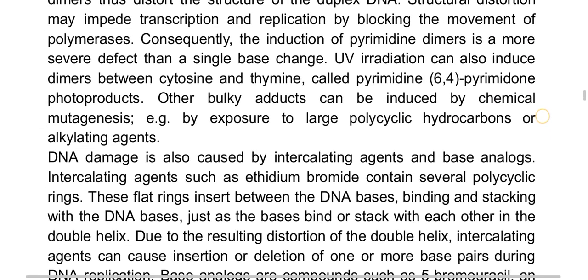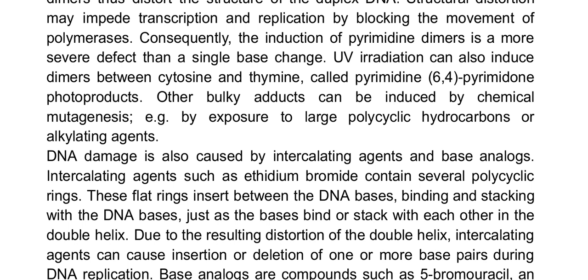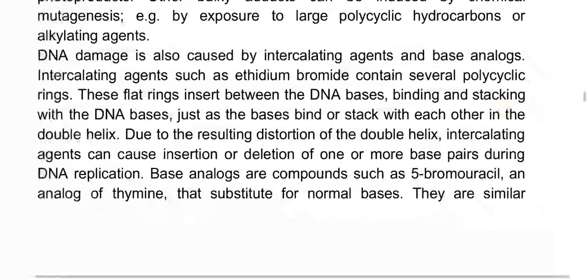UV radiation can also induce dimers between cytosine and thymine, called pyrimidine dimers, and other bulky adducts can be induced by chemical mutagenesis, by exposure to large polycyclic hydrocarbons or alkylating agents. DNA damage is also caused by intercalating agents and by base analogs. Intercalating agents such as ethidium bromide contain several polycyclic rings. These flat rings insert between the DNA bases, binding and stacking within the DNA, just as the bases bind or stack with each other in the double helix. Due to the resulting distortion of the double helix, intercalating agents can cause insertion or deletion of one or more base pairs during DNA replication.